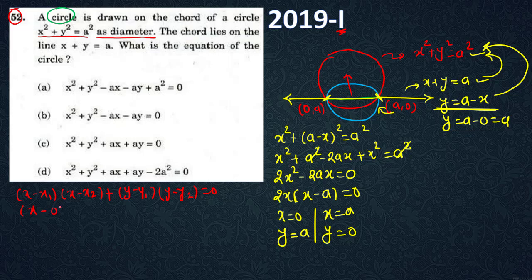x minus x1 is x minus 0, x minus x2 is x minus a, plus y minus y1 is y minus a and y minus y2 is y minus 0, which is equals to 0. So if I open this, I will get x square minus ax plus y square minus ay equals to 0. So the equation you are getting is x square plus y square minus ax minus ay equals to 0. So which option is correct? Option B. Isn't it so simple? It's very easy, boss.